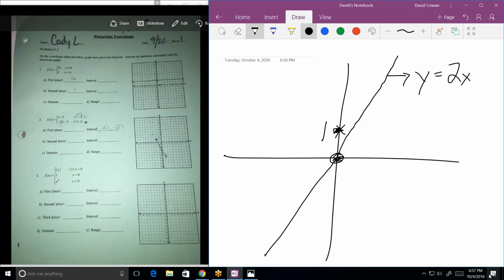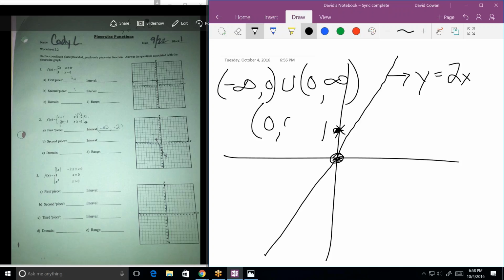All right. You got the first piece is 2x on the interval. Yeah, I got that one. On the interval from negative infinity to 0 in combination with 0 to positive infinity. So that's the first function in that interval. The second function, the second piece, is equal to 1, and the interval is 0 to 0, including 0. I guess that's how you would write it in interval notation. Yeah.